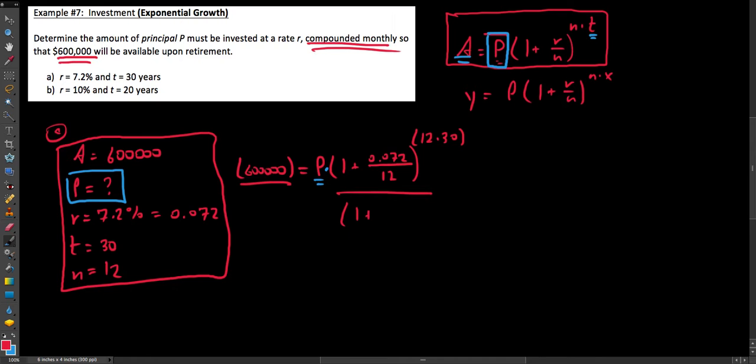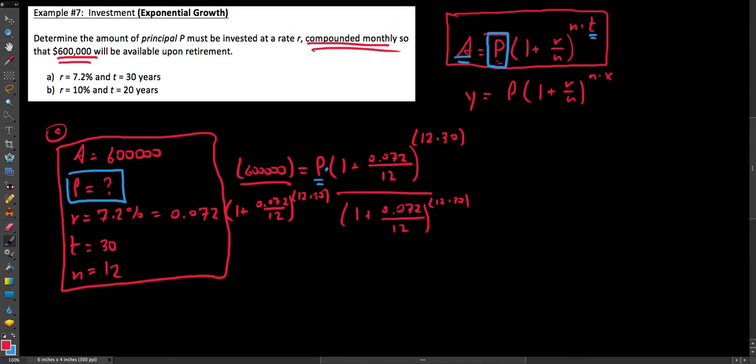And so I'm actually going to show my work here, even though I really don't like writing all these values on my little tablet here. It's not the easiest thing to do. 12 times 30. And what I do to one side, I got to do to the other side. So I'm going to divide by 1 plus 0.072 all over 12 to the 12 times 30.